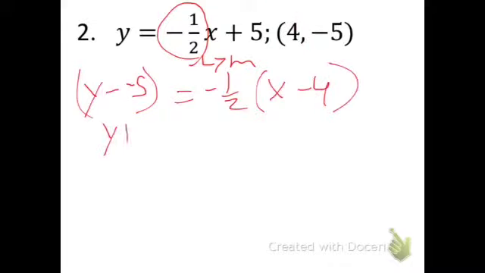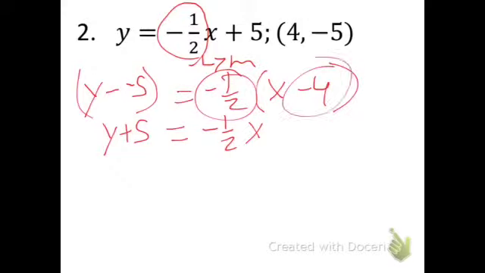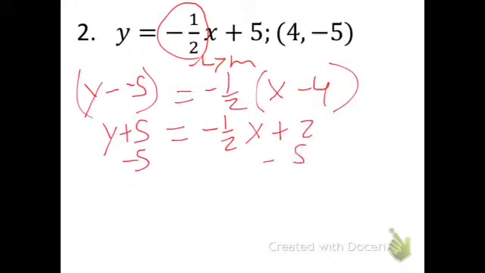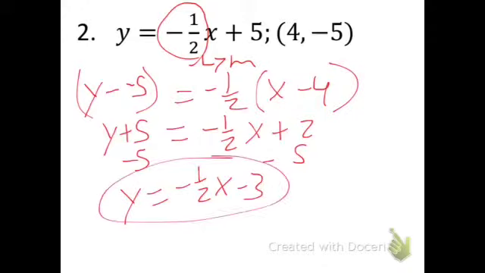I'm going to simplify both sides. Subtracting negatives is the same thing as adding a positive. Negative 1/2 times x is negative 1/2 x. And negative 1/2 times negative 4 is positive 2. Now I'm going to subtract 5 from both sides to get my y by itself. I now have y equals negative 1/2 x minus 3. And that's going to be my answer.